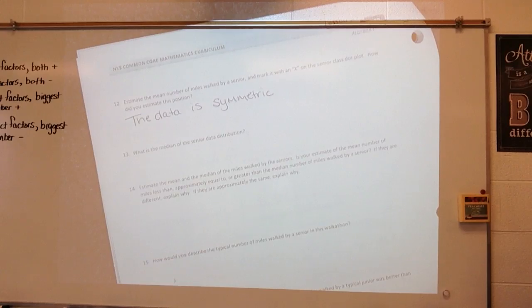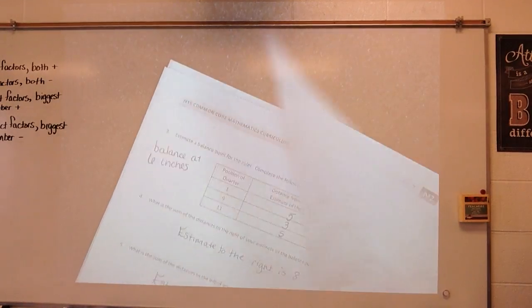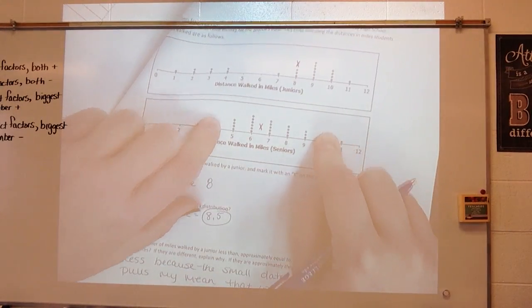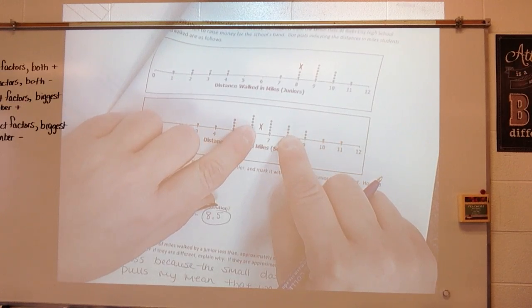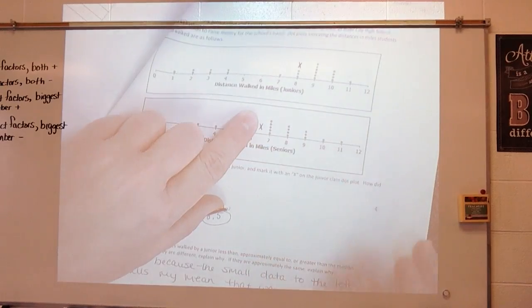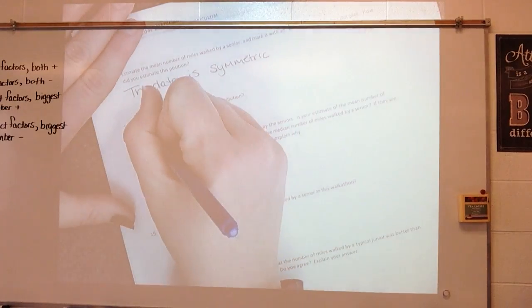What is the median of the senior class distribution? Once again, I can go back over here and start counting the dots. It is 7 and 7 are my two middle dots. So the median is 7.